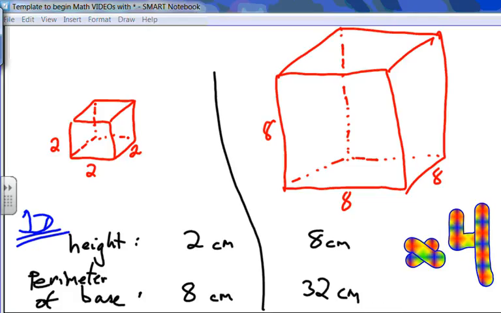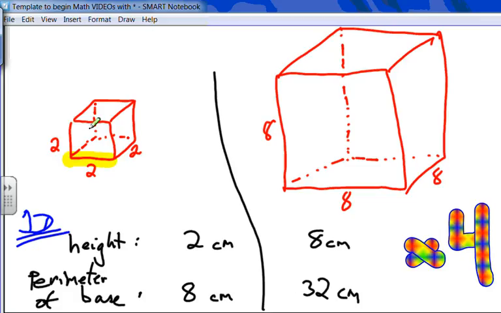Therefore, anything measured in, for example, centimeters, which is one dimension, will be 4 times larger in the large cube and 1/4 as big in the small cube. So the height is 2 in the small cube. The height will be 2 times 4, which is 8 in the large cube.